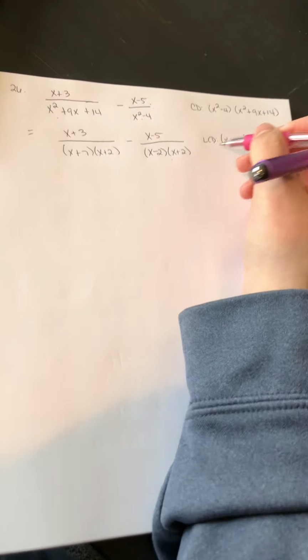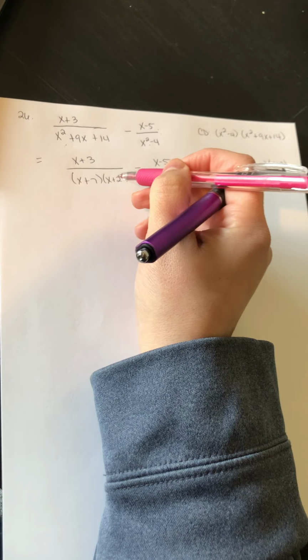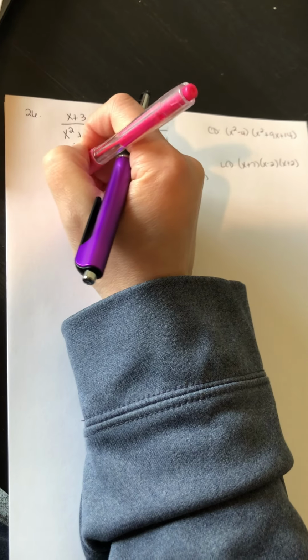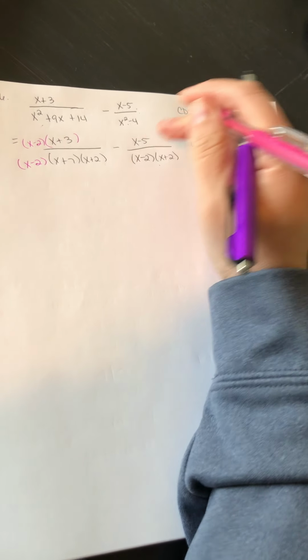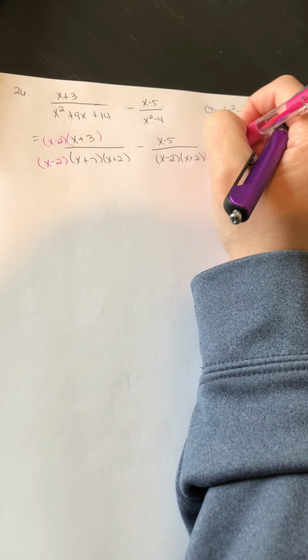So all I need is on this side, I've got x plus 7, x plus 2, I just need x minus 2. This is a lot easier to multiply than trying to multiply by like a trinomial and stuff. On this side, I have x minus 2, x plus 2, I just need the x plus 7.